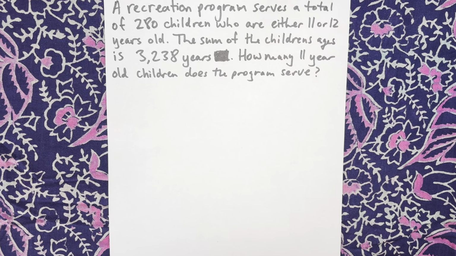Today we're doing the problem. A recreation program serves a total of 280 children who are either 11 or 12 years old. The sum of the children's ages is 3,238 years. How many 11-year-old children does the program serve?